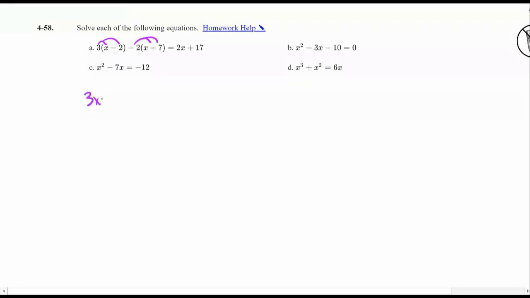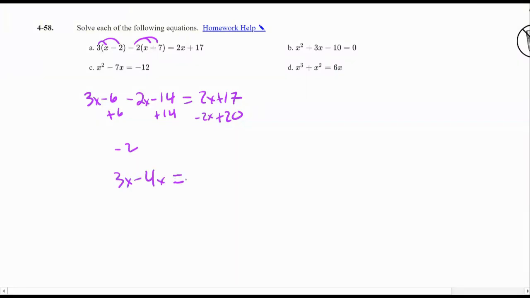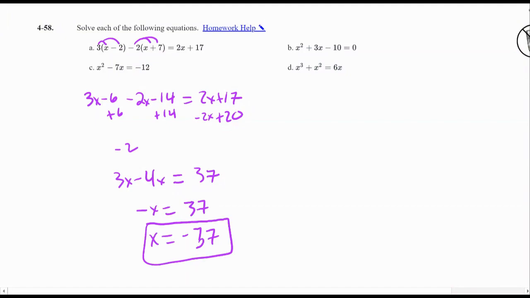So 3x minus 6, and then I'm distributing -2, so these should both become negative, equals 2x plus 17. Now I'm going to get all my x's on the left and constants on the right. So I'm going to add 14 and 6, which is really just adding 20 to this side. And I'm subtracting 2x from both sides. So I get 3x minus 4x equals, what is this? 37. Negative x equals 37. So x is equal to negative 37. That's an ugly number, but I think I did my math right. I'll double check that and edit it if I need to.